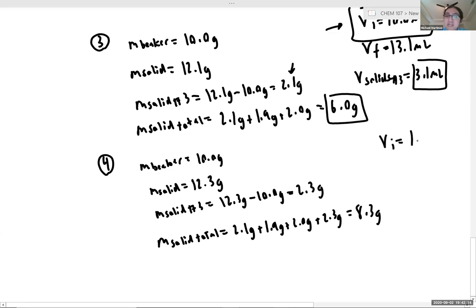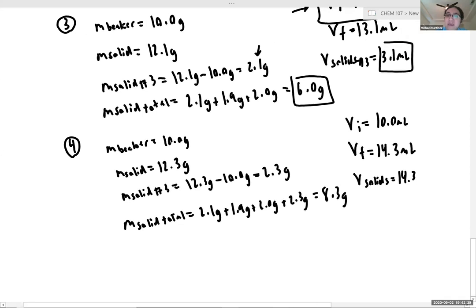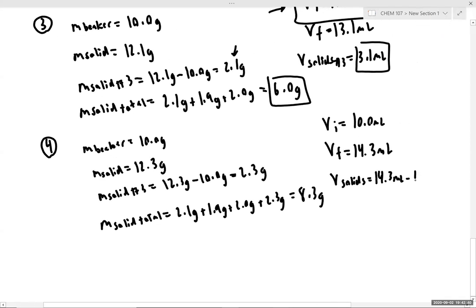Our V initial again is 10.0 milliliters. And this time, if our volume final was, in this case, 14.3 milliliters, then the volume of our solids would be 14.3 milliliters minus 10.0 milliliters, which would be 4.3 milliliters.